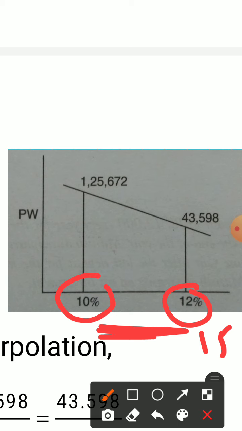Here we assume linear variation between the present worth values, and it is a straight line for a small interval of the interest rate. If this interval becomes higher, the accuracy reduces. If the range of the interest rate is higher, the accuracy is reduced. So it is always desirable to take a small interval of the interest rate.